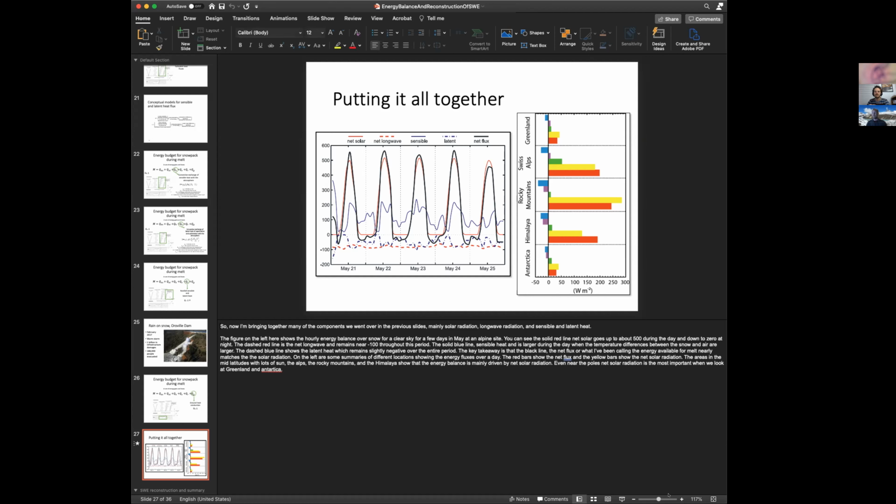And I'll just add that this graph here on the left, we're going to be making these graphs in today's lab using real data from a field station that we manage. So we'll be going into more detail on all the components of energy balance throughout the lab today.